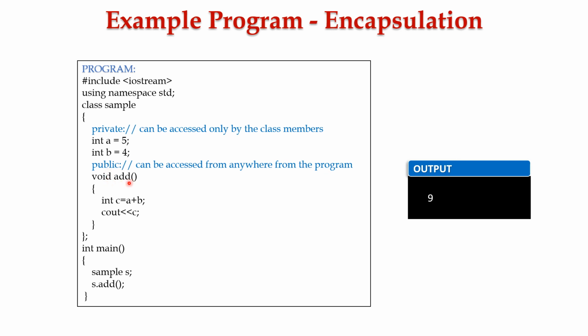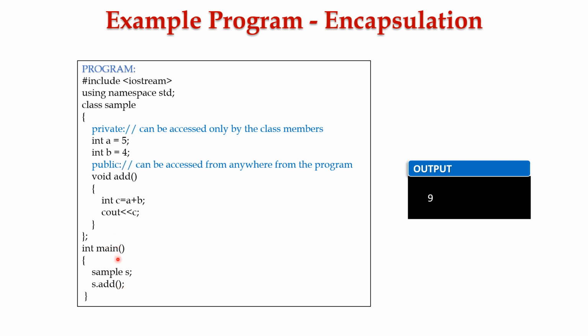We have the function add, which has void return type and it has no arguments inside it. So here we have the variable C of integer data type and assigned with an expression A plus B. Using cout statement, we have displayed the value of the variable C to the user. Now let's see how the program gets executed.